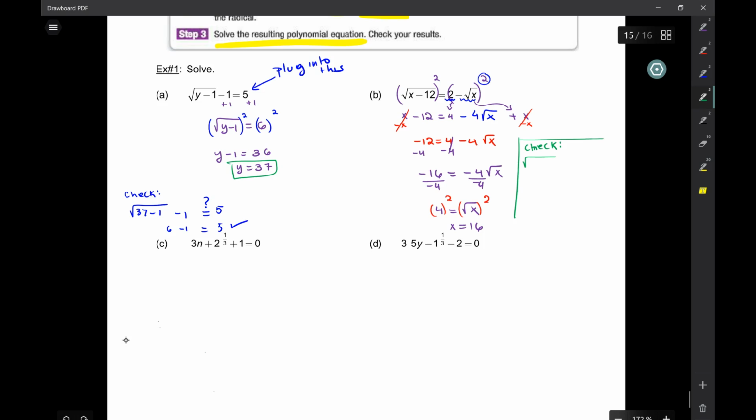The square root of 16 minus 12, is that equal to 2 minus root 16? Oh my, what's going on? Okay, so what's this? Root 4. Is that equal to 2 minus 4? Is it? No. That means that doesn't work, so it's no solution.